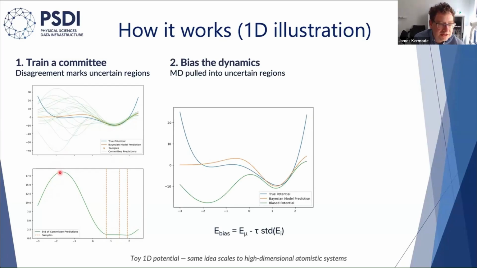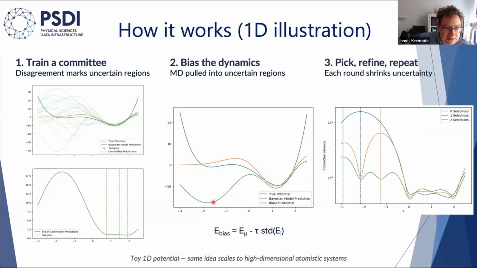And what we do essentially is bias the dynamics by taking a mean model and pushing it towards regions of high uncertainty. So we start with the true potential, and we use our model prediction, which is not quite right. It's actually pretty good in this region. It's not very accurate over here, but our uncertainty estimate is large in that region. So when we do this mean model minus some scaling factor, which we have to choose in order to get a good balance, we make it more favorable to explore regions like this, essentially.